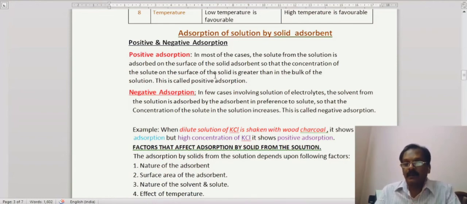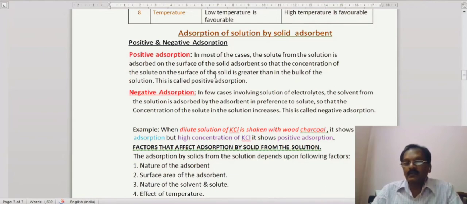Now, based on that, we have two important types of adsorption: positive adsorption and negative adsorption. Now let us consider a solution, which consists of two components, a solute and a solvent.